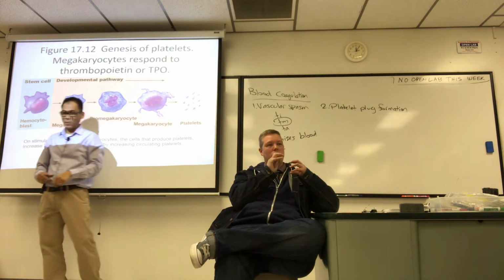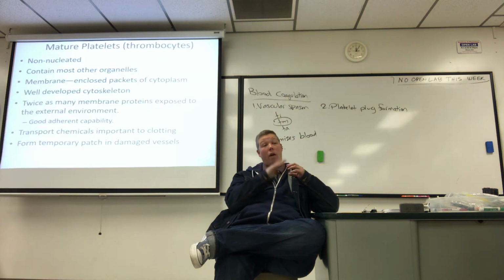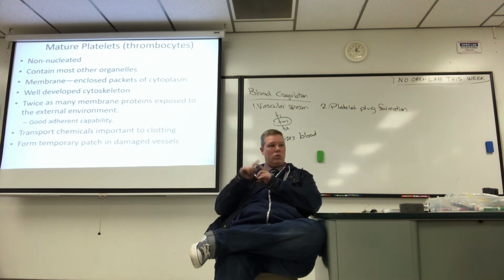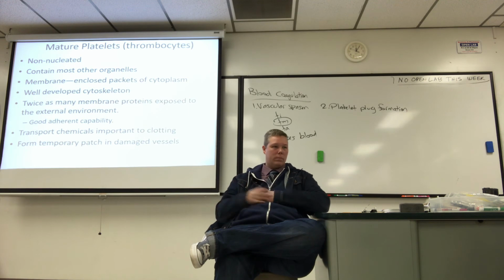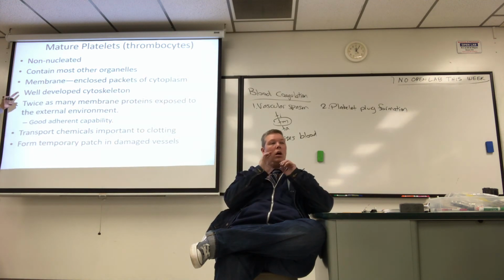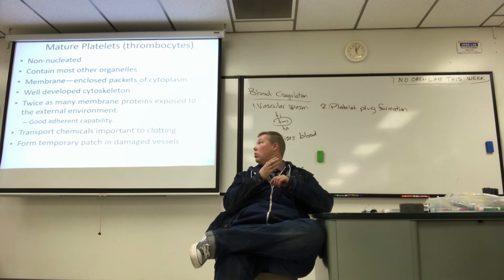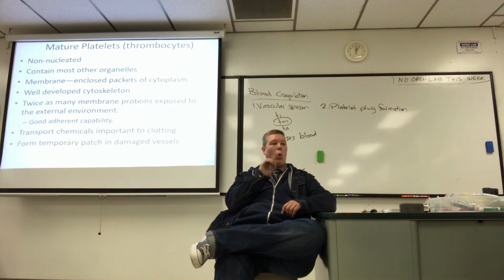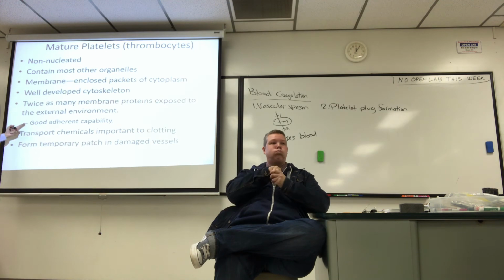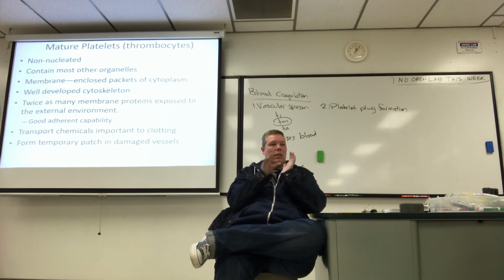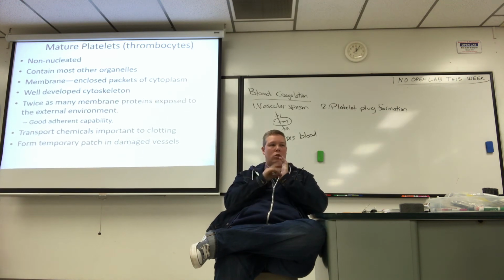You can see on the drop of blood. So the megakaryocyte, we're concerned with the platelets really that are in the circulation. They don't have a nucleus. They have most other organelles. They're just packets of cytoplasm, but they have a very well developed cytoplasm. Because what do they have to do? They got to clump up and plug the leak. So it's very important that they have that so they can stick to each other very well. So they have a lot of adherent capability. They also transport a lot of chemicals important for this process.